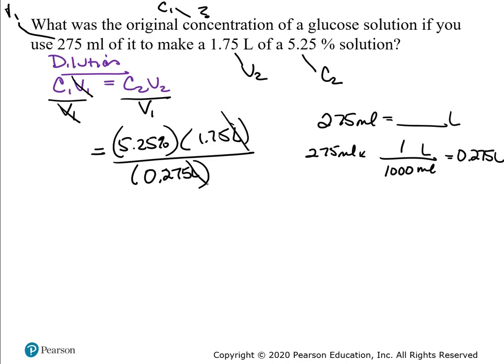So just make sure that you check if you're doing a dilution, check the volume might not match. You've got to make sure that those units match or they don't cancel. So then putting this in, 5.25 times 1.75 divided by 0.275.